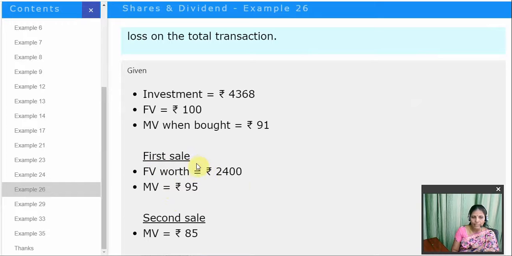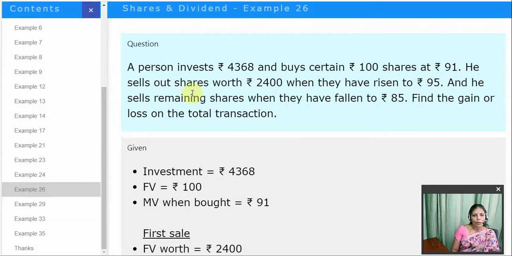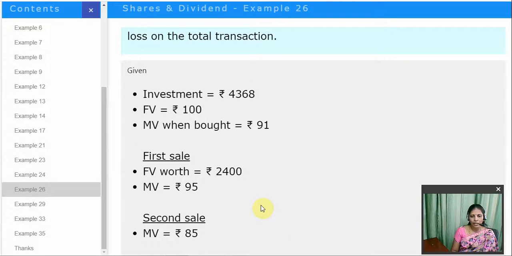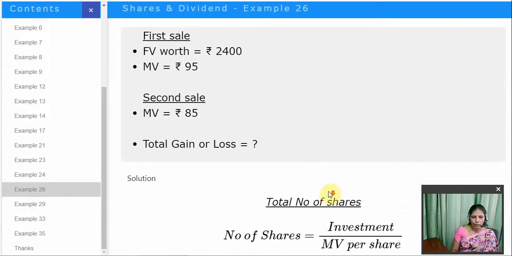So this is his first sale. When the market value goes up, he is selling. And then he sells the remaining shares when they have fallen to rupees 85. So in the second sale, when the market value goes down to 85 rupees, he is selling his remaining shares in the market, and we need to find out his total, whether it is a gain or loss, right? Understood the question? Now we will look into the solution part.